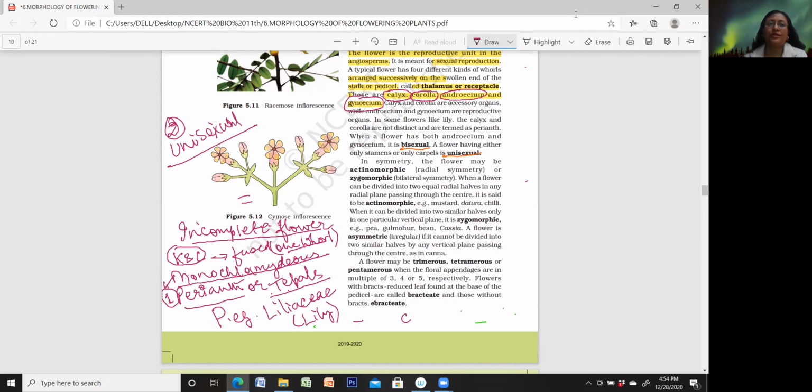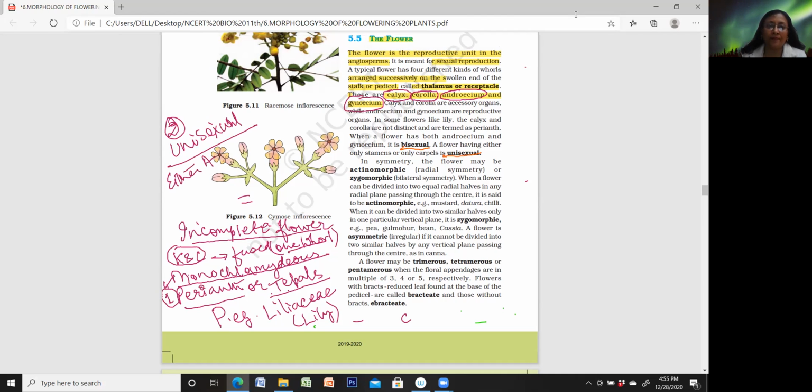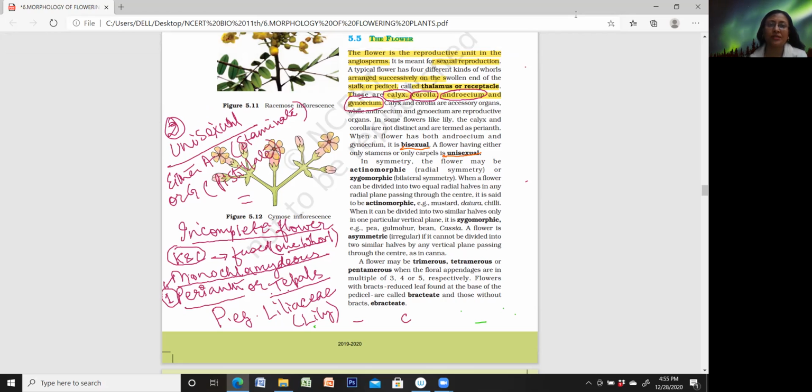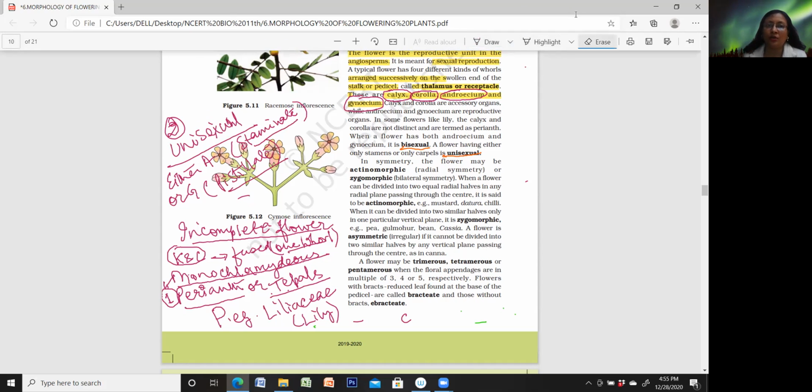Now, unisexual, you understand, unisexual would mean that now it's not A and G anymore. They're not together. Either a flower will have either A or G. Unisexual means it's a flower which is either having stamens, called staminate, or only having G, that is carpel, called pistillate. It has only the carpel or the pistil, so you call it a pistillate flower. So when the staminate and pistillate flowers are separate, they are not together any longer, you call it unisexual.